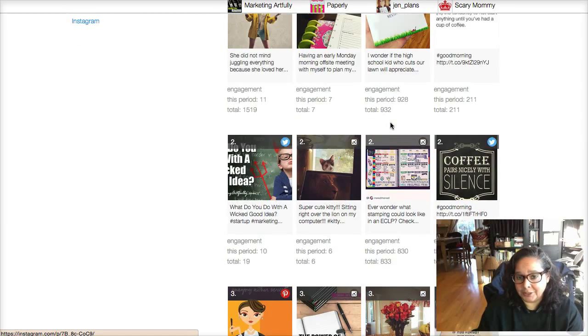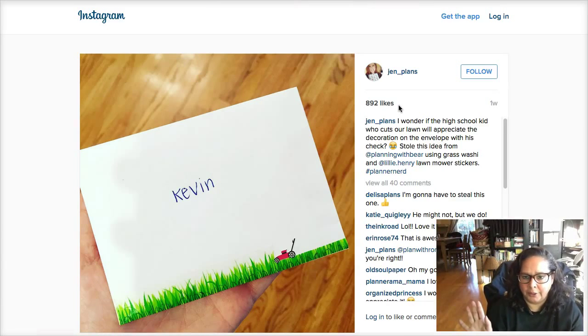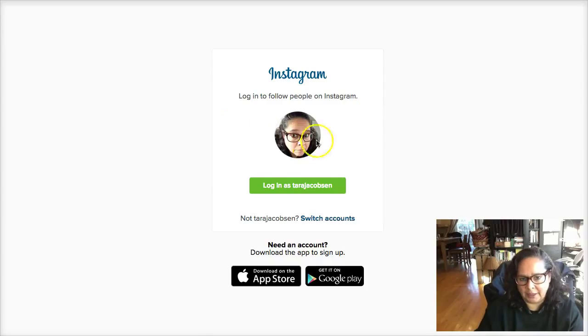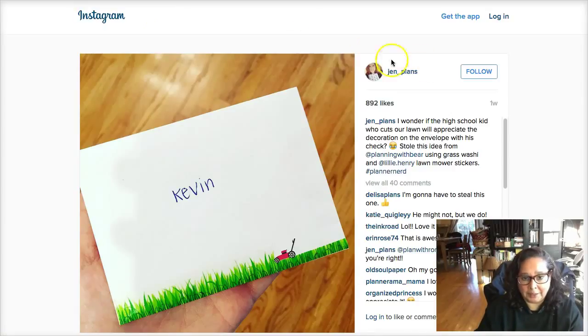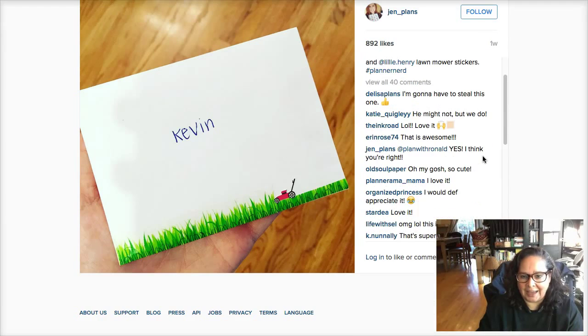So that's interesting. And the super cool thing is you can click right through to it. So I can follow Jen Plans. This is on my pterodactyl, on my Tara Instagram. I do follow her on my other Instagram that's more geared towards planning and paper things. But you can see what kinds of comments she has and things like that.